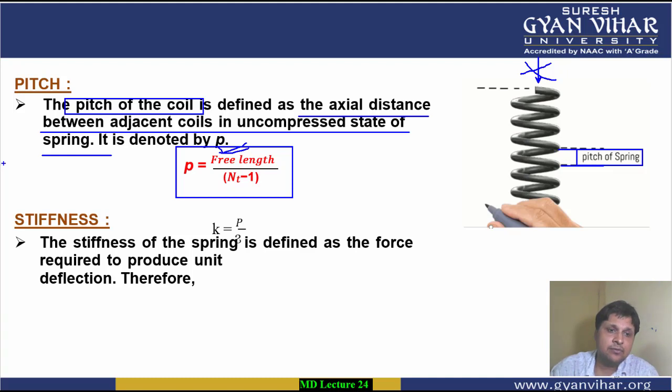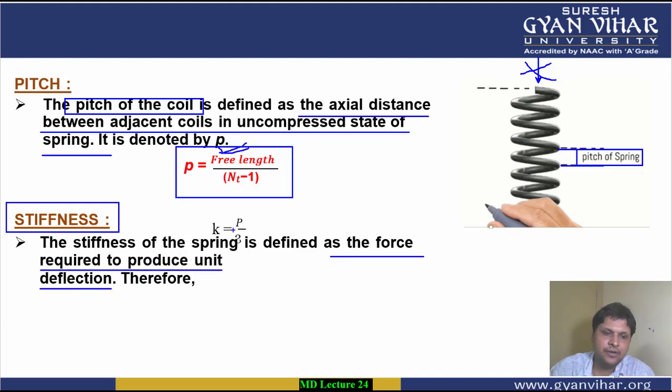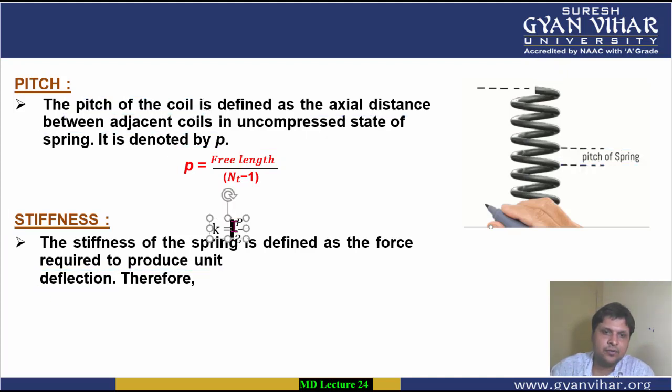Then one of the important parameters of a spring is the stiffness. It is a property of the spring. Stiffness is defined as the force required to produce unit deflection. It is the force which is required to produce unit deflection.